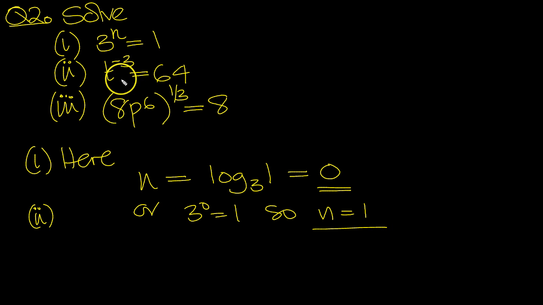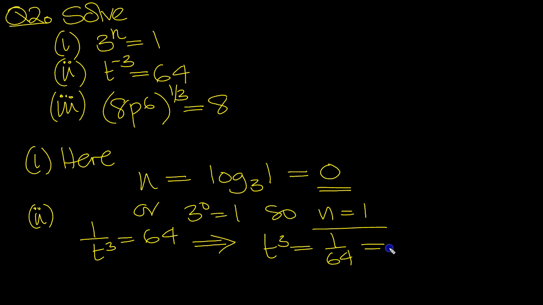Part 2, next one is t to the minus 3 equals 64. So we write t to the minus 3 as 1 over t cubed, and then we can invert that: t cubed upside down is equal to 1 over 64. Cube root both sides, so that will give t, and the cube root of this is the cube root of the top over the cube root of the bottom, which is 4. t is a quarter.